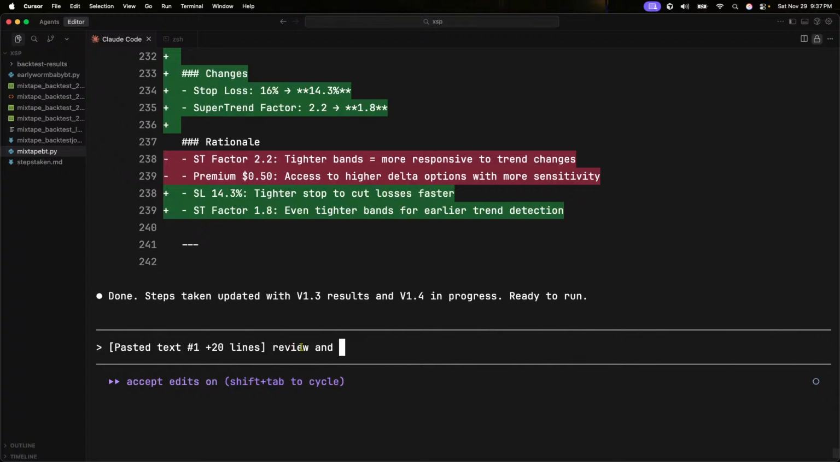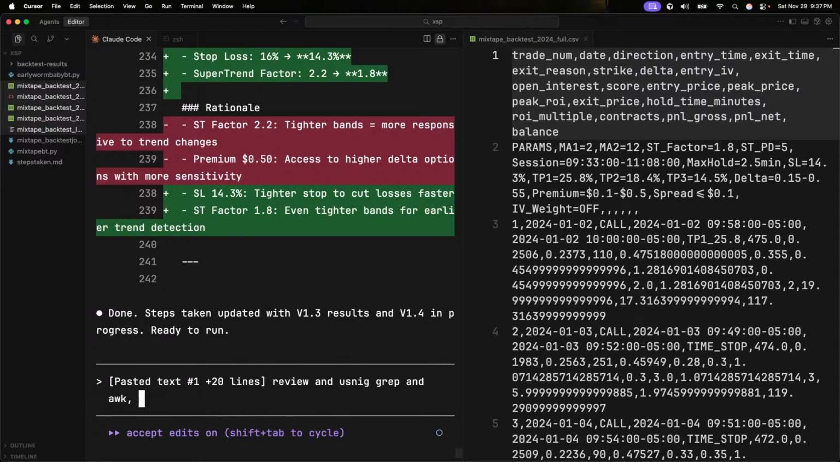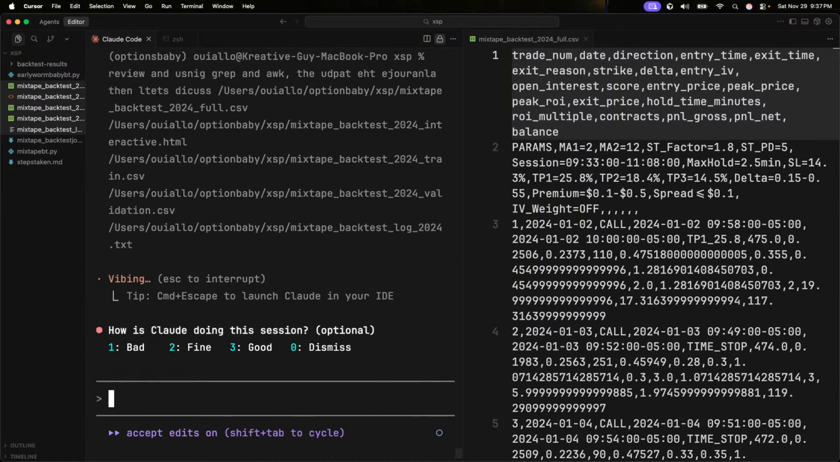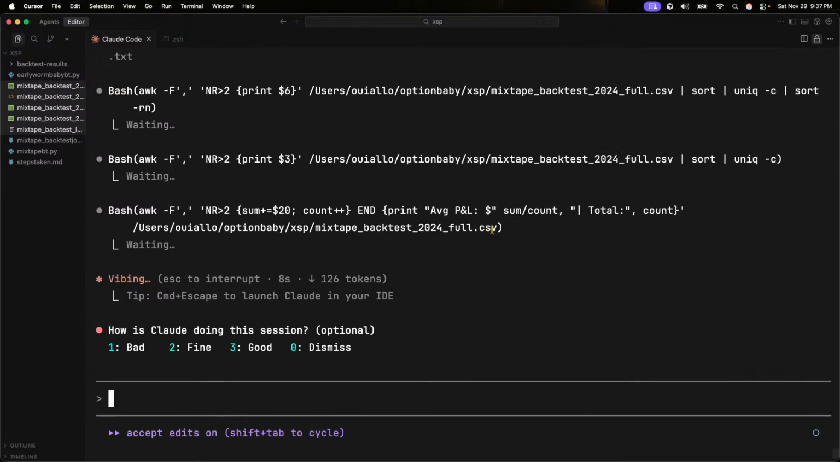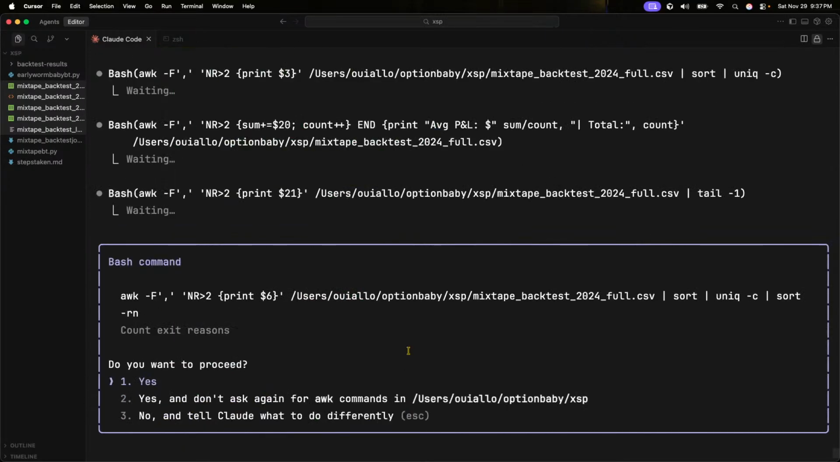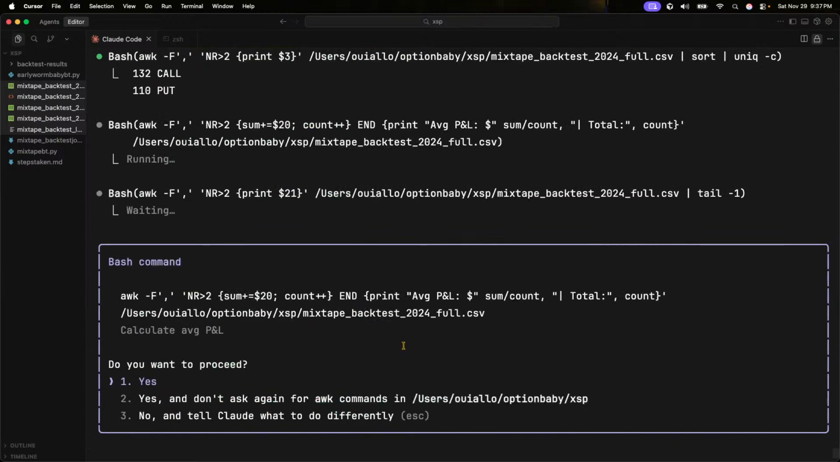Review and use grep and arc. Then update the journal. Then let's discuss. All right, I'm gonna go back to 2.2. Then we're gonna go ahead and run it on 2023 so we can get a baseline. That is the vibes.